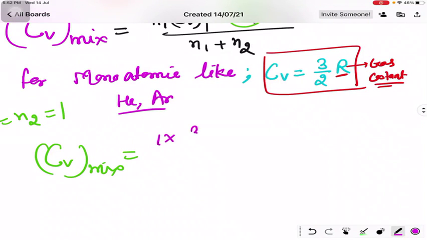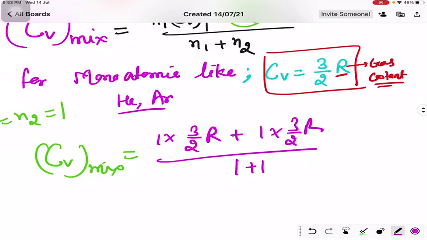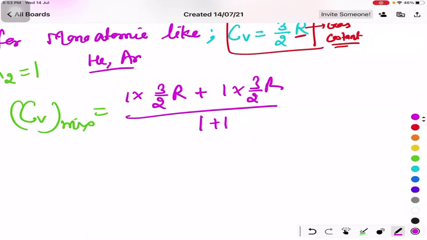So 1 into 3 by 2 R, this is for the first gas, this is for the second gas, and add their number, 1 plus 1, and this will be in the denominator. So in the numerator it will be 3R and in the denominator 3 by 2.